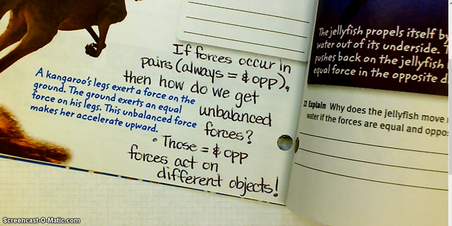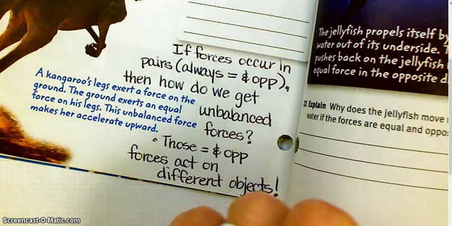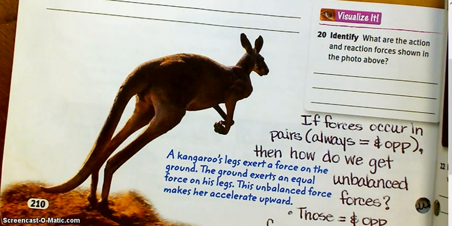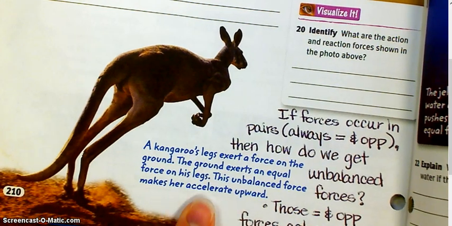And a classic way to do these force pairs is, for instance, well, let's look at the kangaroo that they've got in the picture. It says a kangaroo's legs exert a force on the ground. Well, so you can state that as kangaroo pushes the ground back. The equal and opposite force would be the ground pushes the kangaroo forward. So, you know, if A does B, well, then B does A.